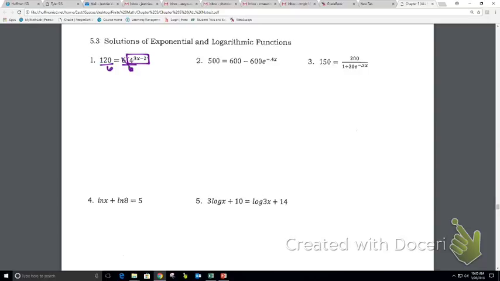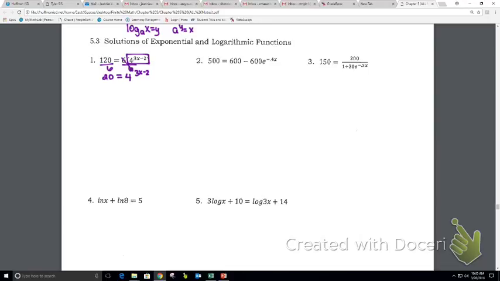And so what's 120 divided by 6? 20 equals 4 raised to the 3x minus 2. And now we're in exponential form, right? So we can change it to log, or we can log both sides. I think changing it to log is going to be easier though. So remember, we're in log base a of x equals y, and we're going to change it to a to the y equals x.